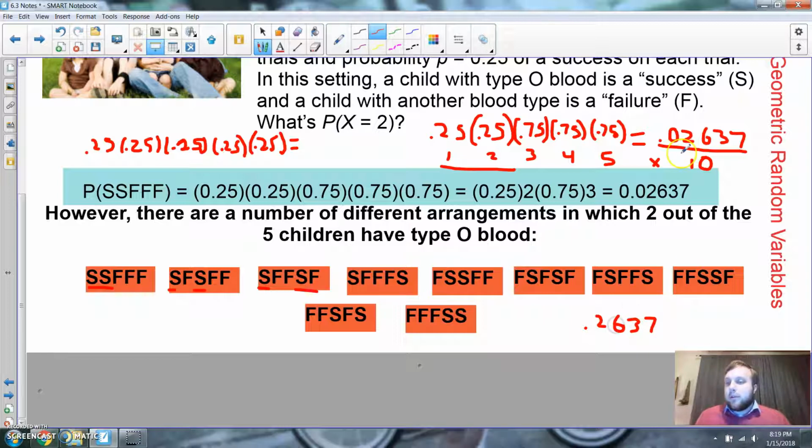All right, if I multiply, there are 10 of these right here, and that will list out the whole sample space. So the probability that 2 will have it is about a 26% chance. Now here's the best part: there is a way to figure out how many outcomes there are without having to list out all the spots. All right, wait for it.